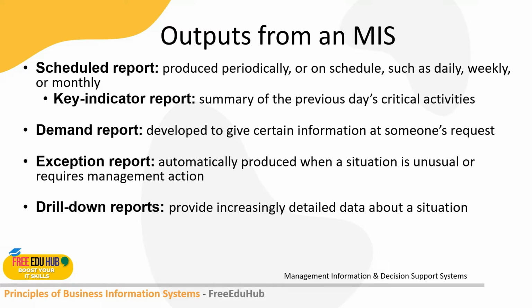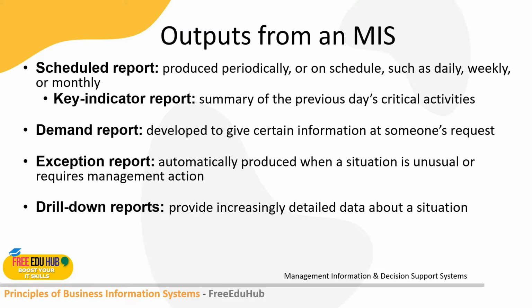Then we have exception reports. Exception reports are automatically produced when a situation is unusual or requires management action. To give you an example, a manager might set a parameter to generate reports of all items which have been purchased and then returned by more than 5 customers. This information is required so that they can find out the overall performance of the product which has been released. If there are certain problems reported, they can take corrective measures in order to fix the issues in that product so that they can have greater customer satisfaction in the market.